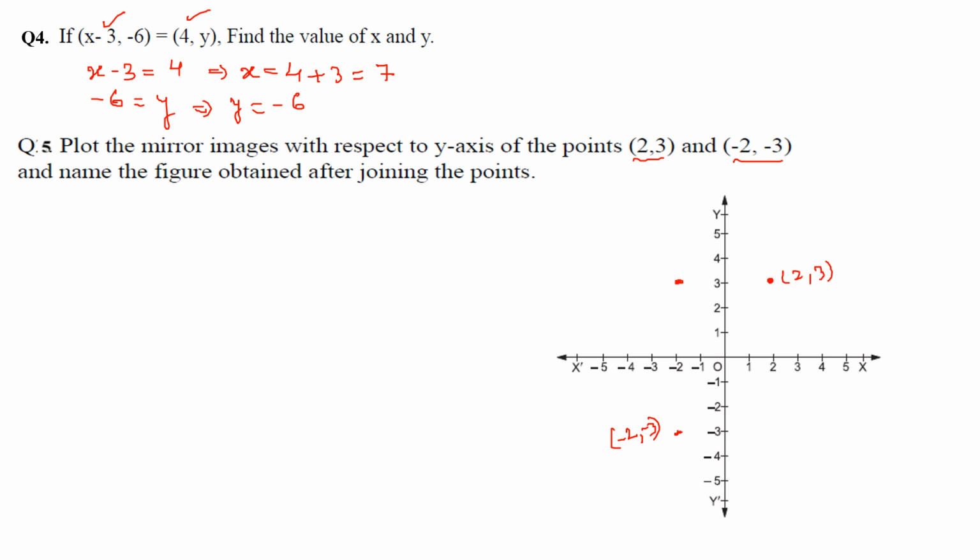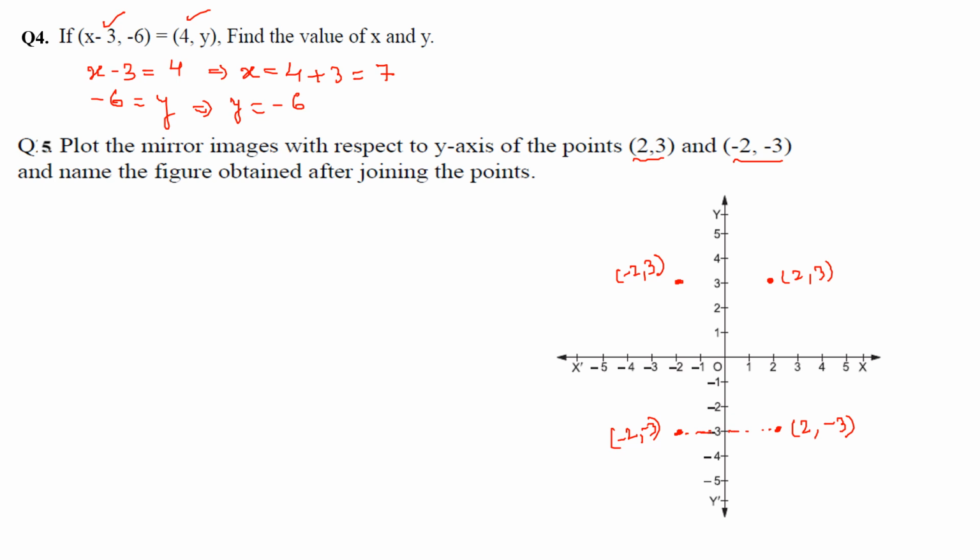So if a point is in the first quadrant, the mirror image will be in the second quadrant. So the coordinate will be (-2, 3). Now in the same way for this point, which is in the third quadrant, the mirror image will be in the fourth quadrant. Again, you can see this distance is 2 units. So here also you have to go 2 units. So this will be the mirror image. So the coordinate is (2, -3).